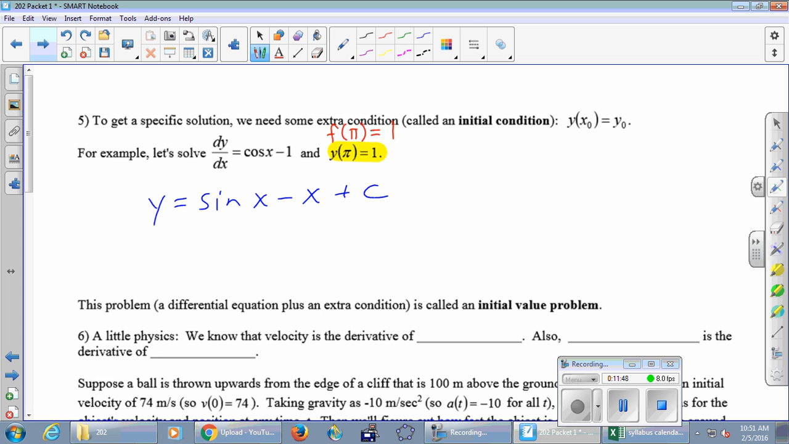So here we go. 1, the y value, equals sine of pi minus pi plus c, to be determined. 1 equals sine of pi, which is 0, minus pi plus c. Add the pi to both sides. And it turns out that c is 1 plus pi.